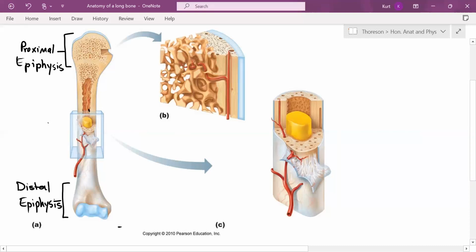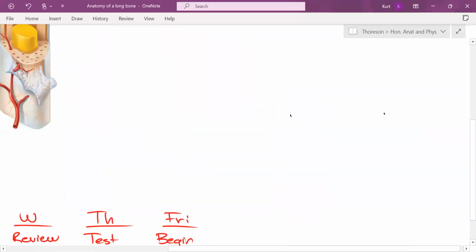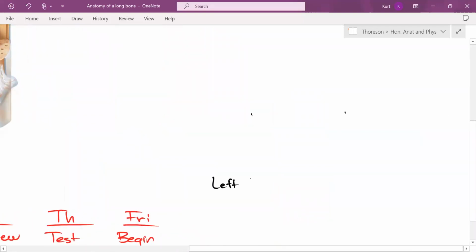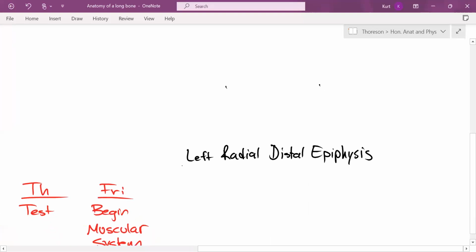Very good. When I was 7 years old, I fractured my left radial distal epiphysis. Let me write that down. Left radial distal epiphysis. Okay, I think you all know that left would be my left arm. That's check, we got that.